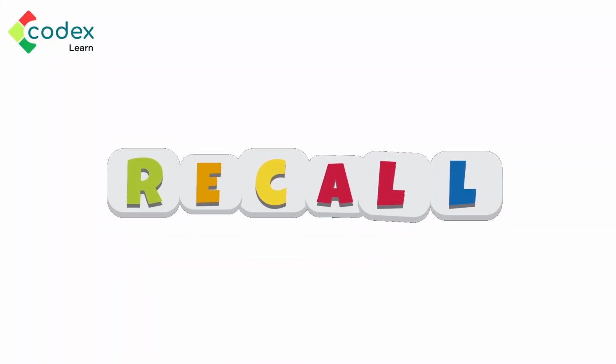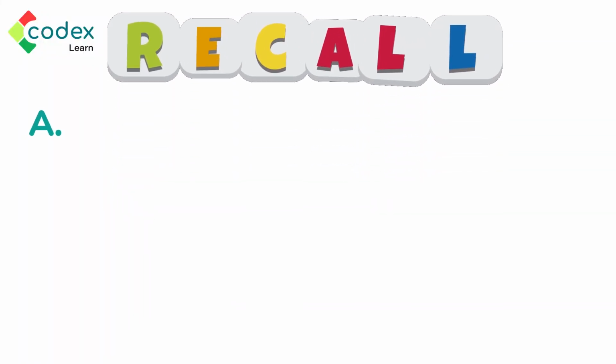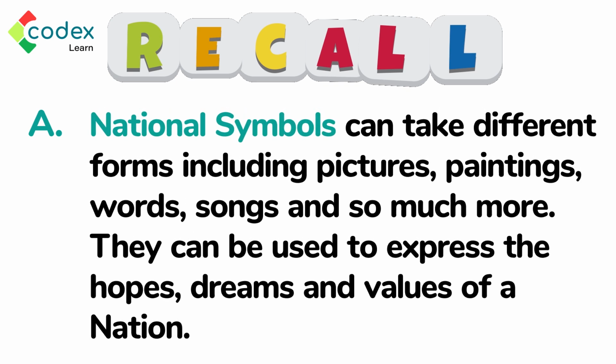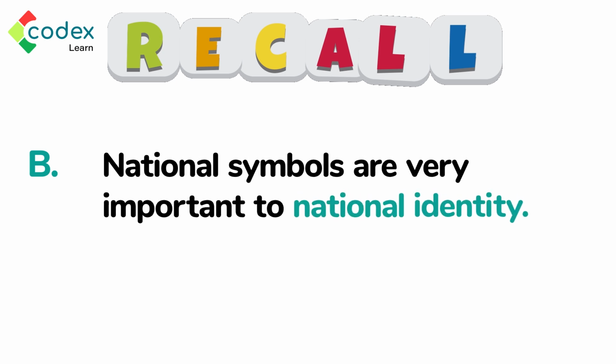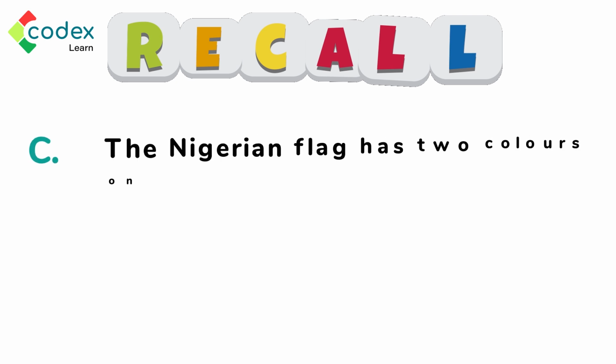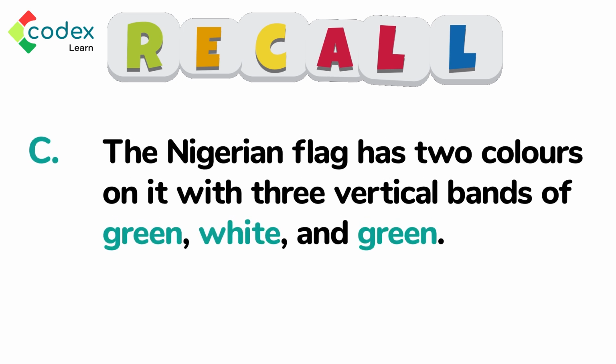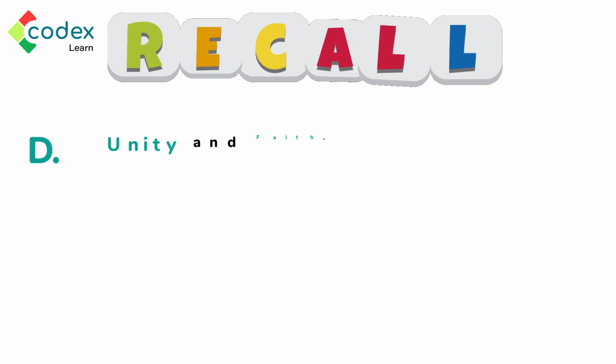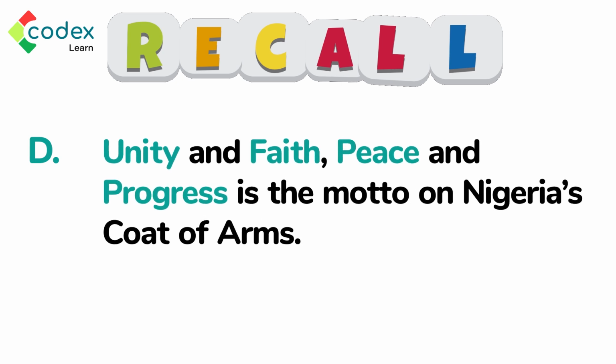Now, let's remind ourselves of what we have learned today. A. National symbols can take different forms, including pictures, paintings, words, songs, and so much more. They can be used to express the hopes, dreams, and values of a nation. B. National symbols are very important to national identity. C. The Nigerian flag has two colors on it, with three vertical bands of green, white, and green. D. Unity and faith, peace and progress is the motto on Nigeria's coat of arms.